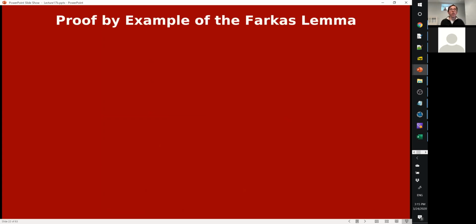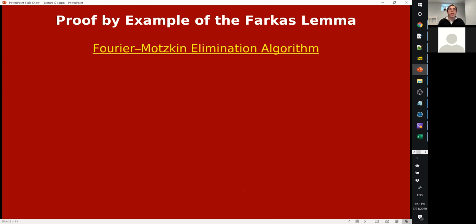Okay, so I'm going to show you a proof of the Farkas Lemma. This is sort of a proof by example. And the proof uses this thing called the Fourier Motzkin elimination algorithm, which in a sense is an algorithm for solving linear programming, but as we'll see, it's an extremely inefficient algorithm, but it's an algorithm that is useful for theoretical reasoning.